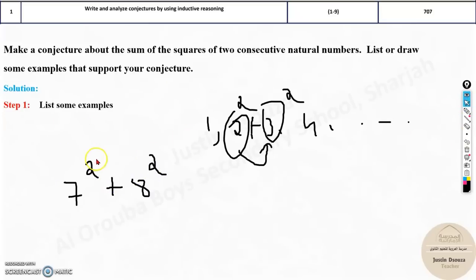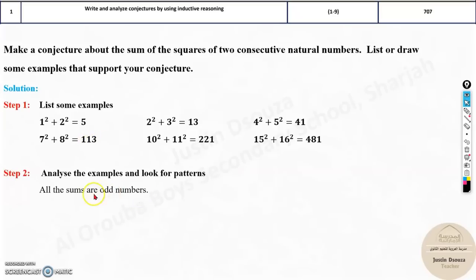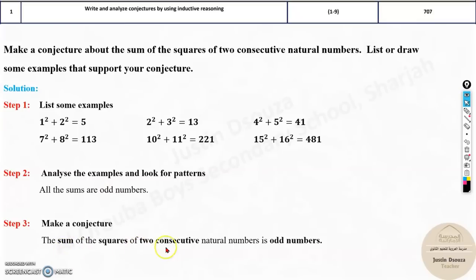Okay, we need to find the pattern of that. So let's take some random examples over here. 1 square plus 2 square, 7 square plus 8 square, 10 square plus 11 square. Find the answers. You can find more, but these are plenty of examples. Does it end only with 1? No, 3, 5. But if you look closely, you will come to know that all the sums are odd numbers. So the conjecture is the sum of squares of 2 consecutive natural numbers is an odd number.